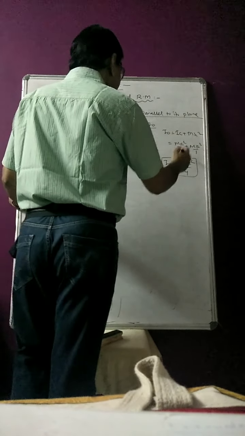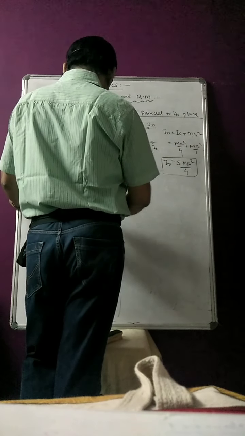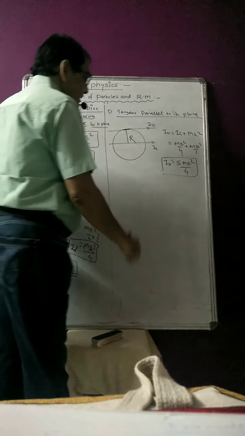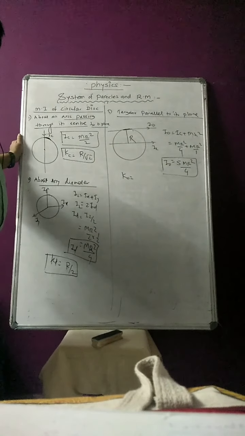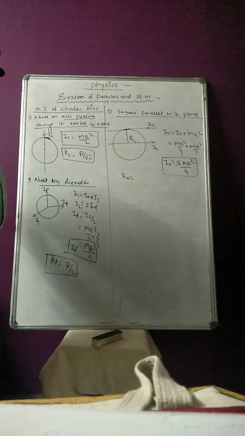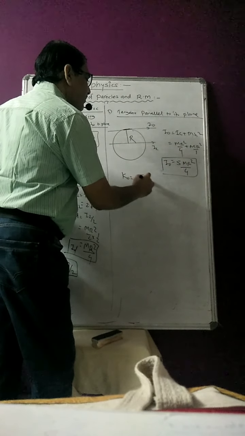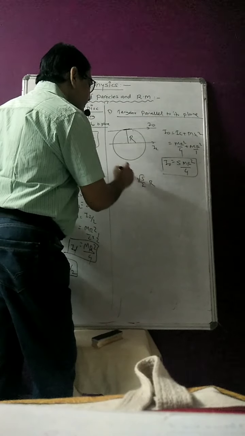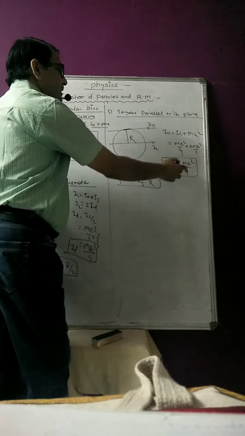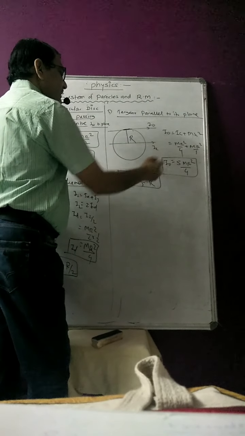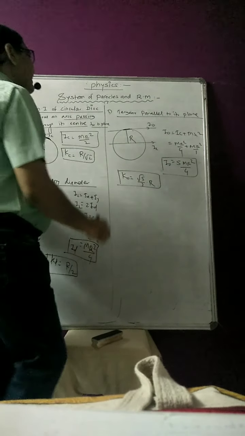Because this Ic I have to consider about its diameter, I have considered Mr square by 4 here. So what will be Ko here? If I want to find Ko, m will get cancelled, and the answer will be square root of 5 by 2 into r. Because the square root of r square will be r, the square root of 4 will be 2, and root 5 will be there. So that will be for the tangent parallel to its plane.